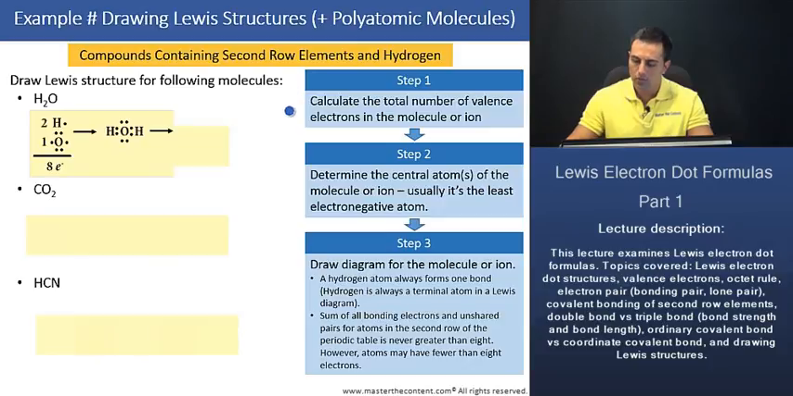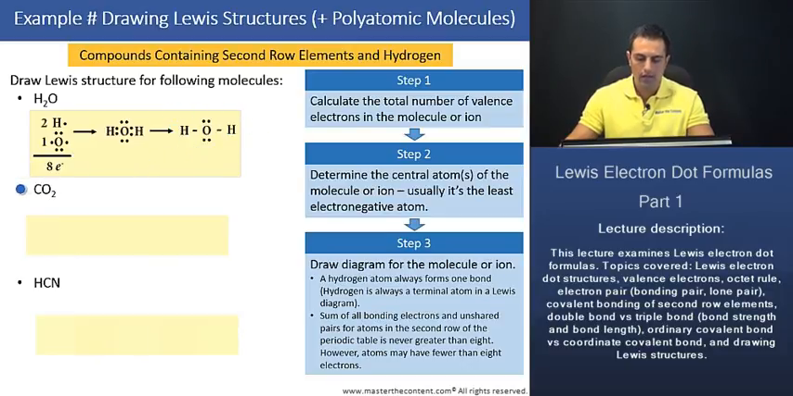Once we've satisfied steps 1, 2, 3, and we have that octet configuration for our necessary atoms, then we can replace the shared electrons between two atoms, for example between the oxygen and the hydrogen here, with a single straight line for the covalent bond. The resultant Lewis structure for a water molecule is as follows.